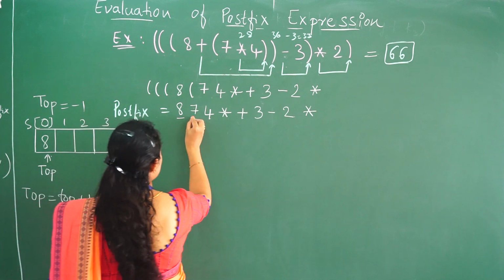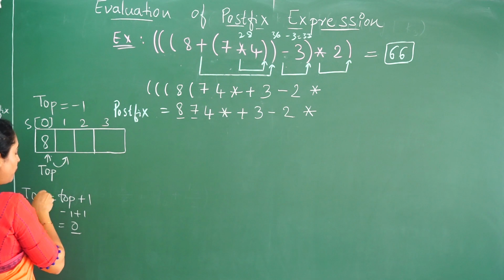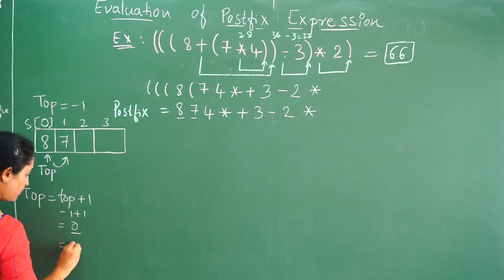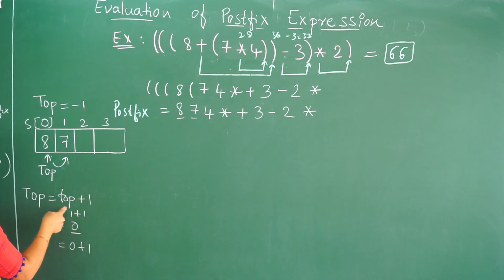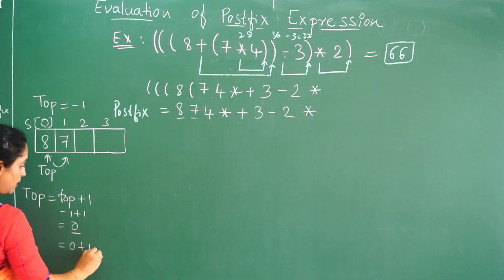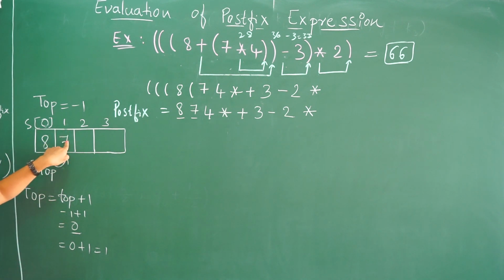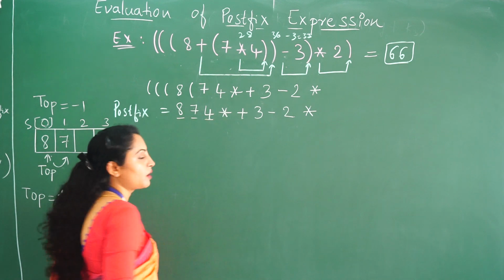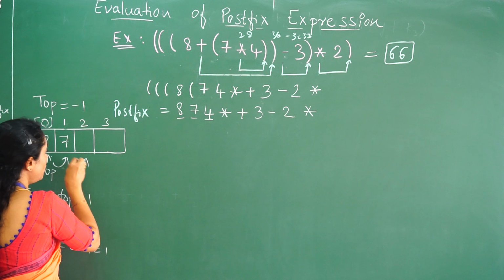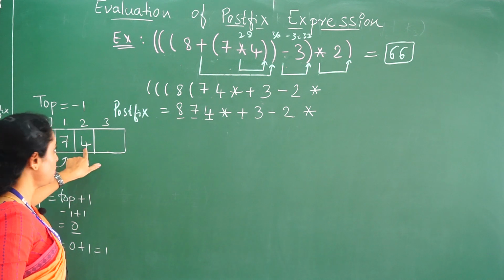So let us scan the next value, that is 7. Let us increment the top value and then insert the 7. When we increment the top, top is equal to top plus 1: top is pointing to 0, 0 plus 1, we get 1, right? So in place of 1, we are inserting 7. Okay. The next scanned element is 4. Even 4 is an operand, so directly increment the top and push it on top of the stack. So 4 is kept on top of the stack.